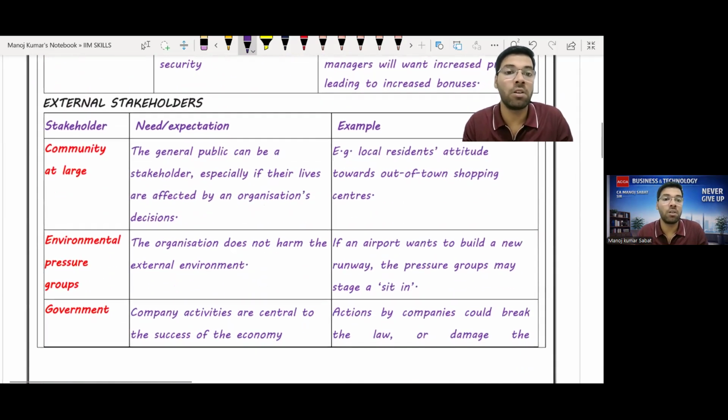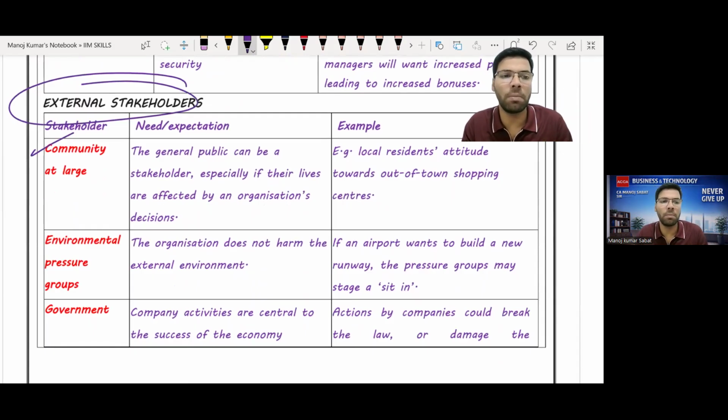Next we will discuss external stakeholders. The community, meaning the public at large. How do they influence the business? If the public doesn't like the business, they may directly put pressure on it to change its decisions, isn't it? Like we see certain factories running out of certain villages. Why? Because the protest of the community is so high there.